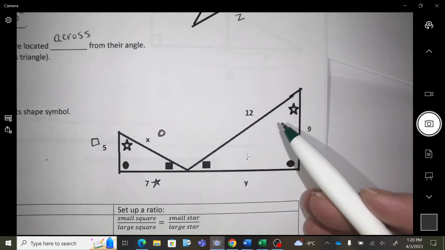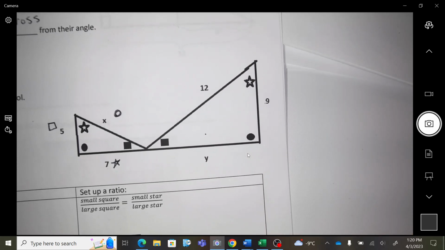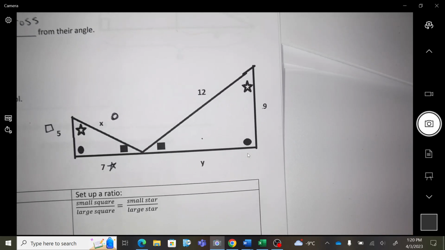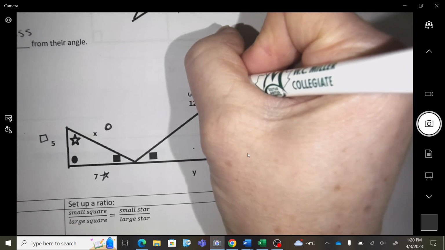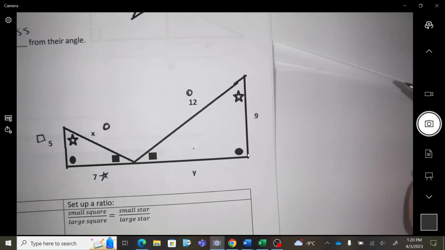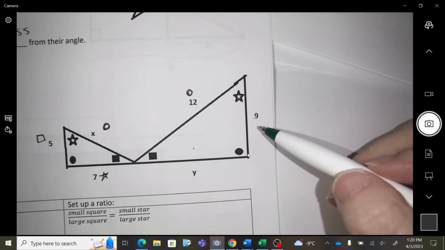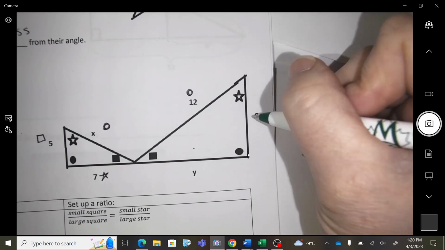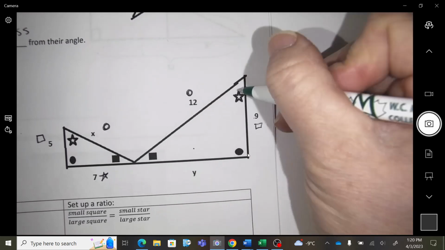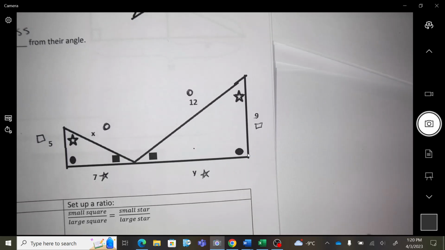Can you do that to this? 12 is the what shape? 12 is the circle. 9 is the shape of square. And Y is across from a star.